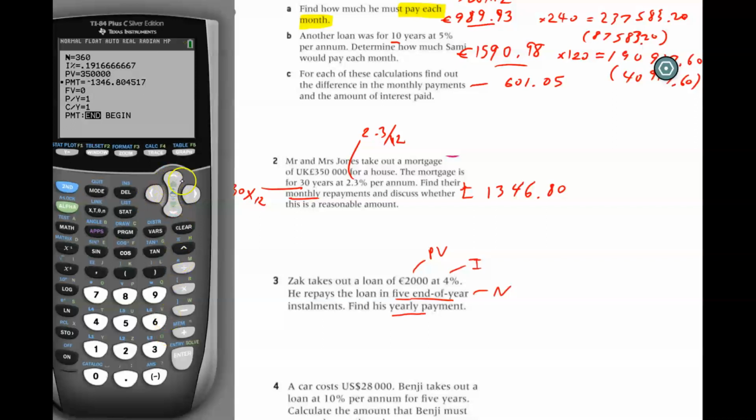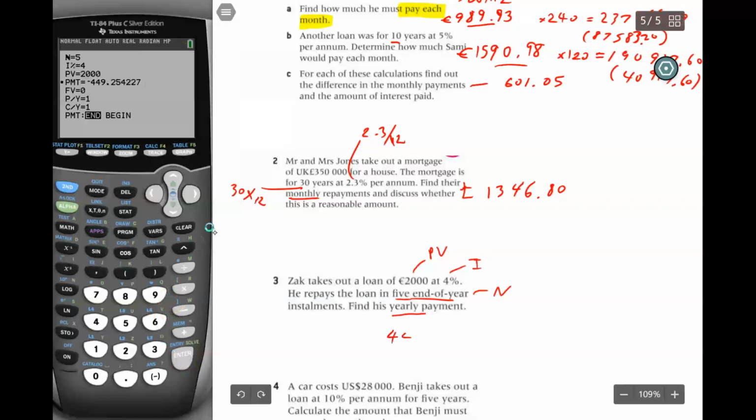We're going to put N equals 5. The I value is going to be 4. The present value is going to be 2,000. The payment is going to be unknown. And of course, FV is going to be 0, and P/Y and C/Y are going to be 1. So Alt, solve. $449.20, not dollars, but 449 euros and 25 cents is the yearly payment.